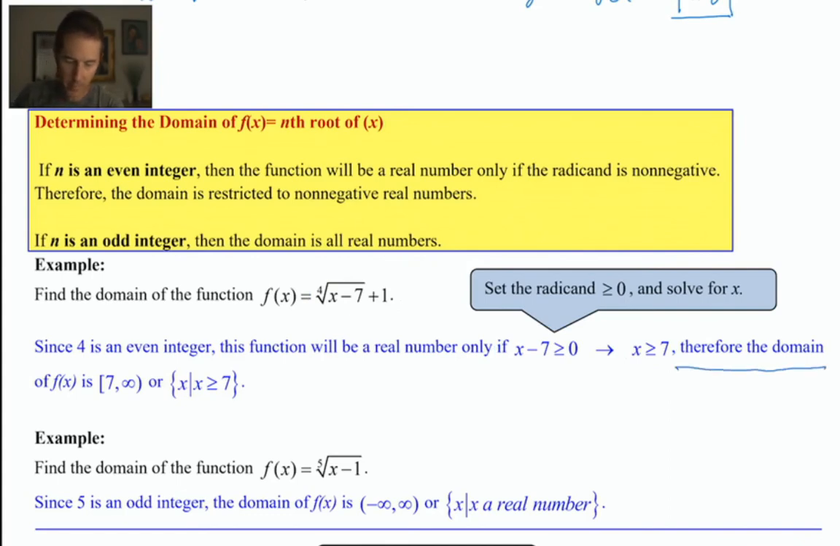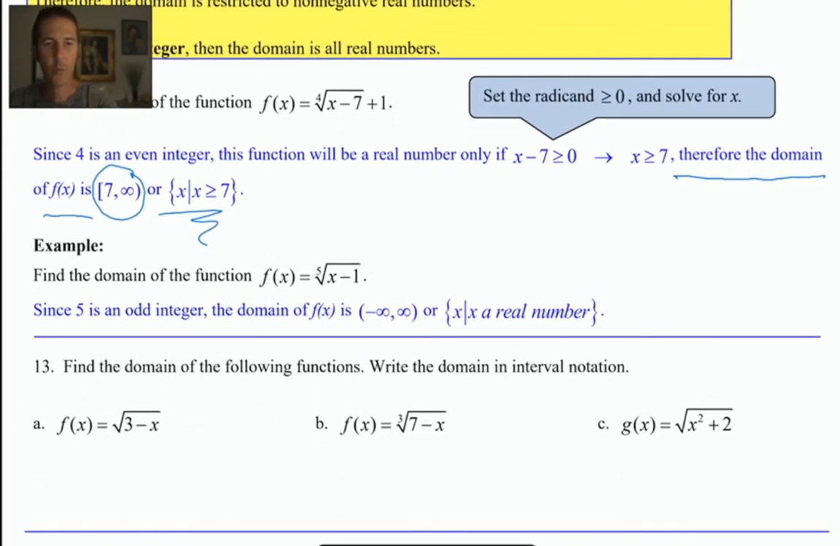Therefore, the domain of our function is all of the x values that are greater than or equal to 7, going from 7 up to positive infinity. Using set builder notation, that is another way to write your answer. The set of x values such that x is greater than or equal to 7.